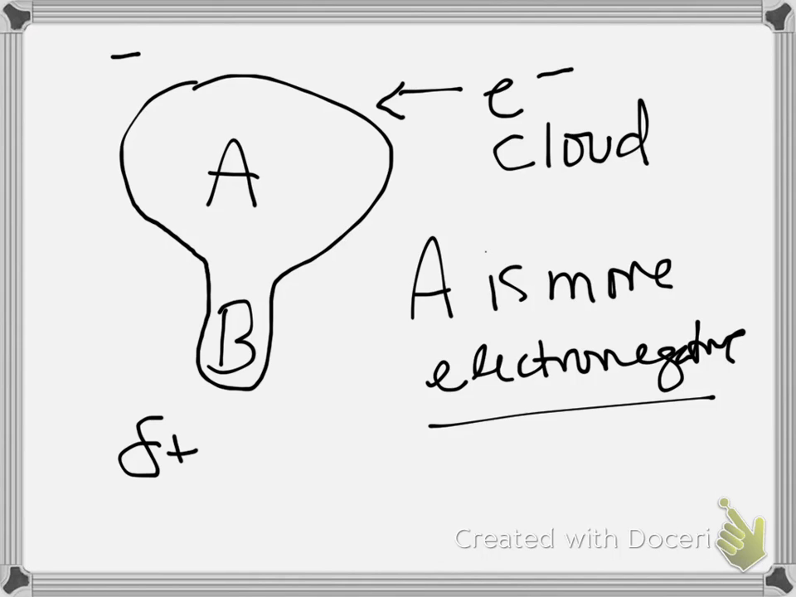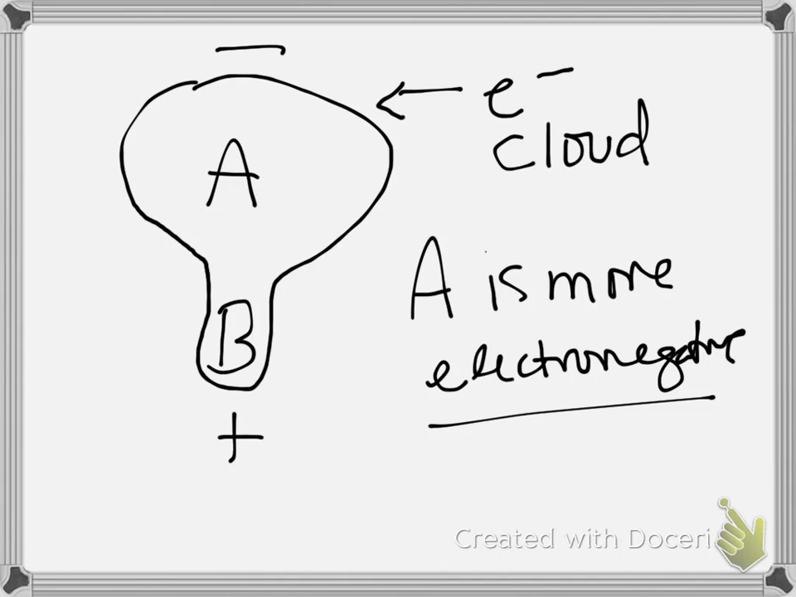I'll forget about it. That's negative, and that's positive. So what that forms is poles. Just like a magnet, where you've got a north and a south pole, this forms a positive and a negative pole on this molecule. So we call it a dipole.